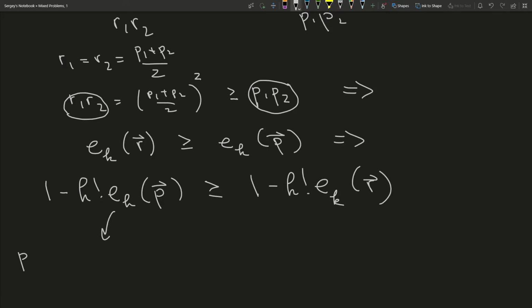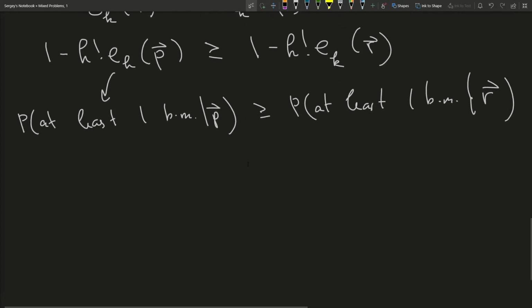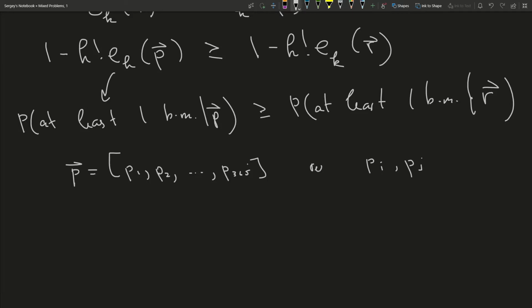So recall that this expression is the probability of at least one birthday match given P. And we just showed that this is bigger or equal to the probability of at least one birthday match given R. And as we said, what this implies is if you give me some vector P of probabilities of these days being birthdays, I can take any two of them, let's say Pi, Pj, and I'm going to replace them with their average, just like we did for R. And once I do this replacement, I potentially reduce the probability of at least one birthday match.